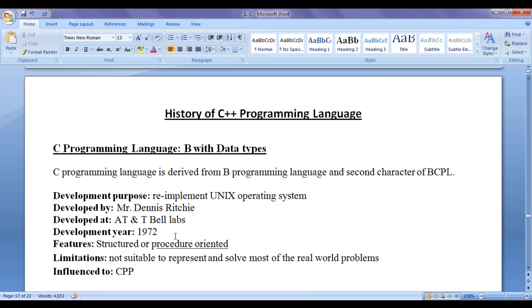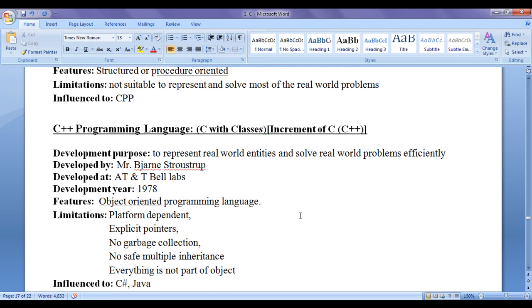Hence, the C programming language influenced CPP. CPP stands for C++ programming language. To represent real-world entities and solve real-world problems more efficiently, Bjarne Stroustrup at AT&T Bell Labs around the year 1978 designed a programming language known as C++.